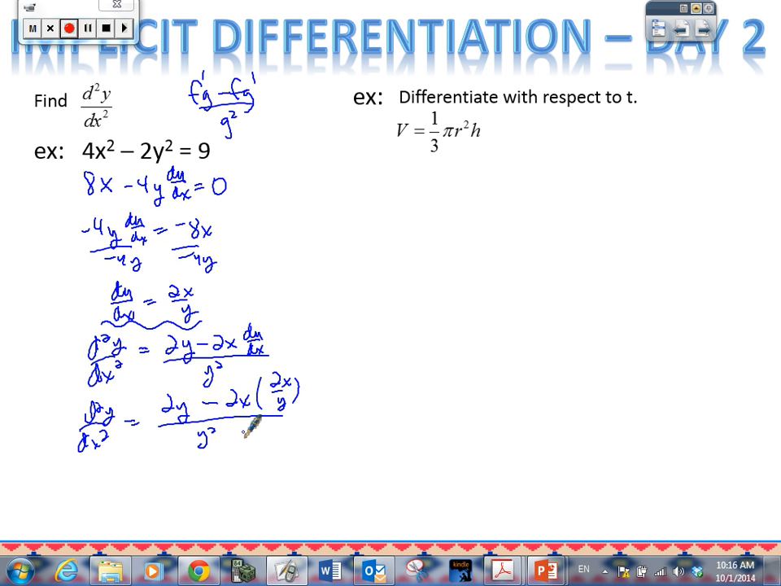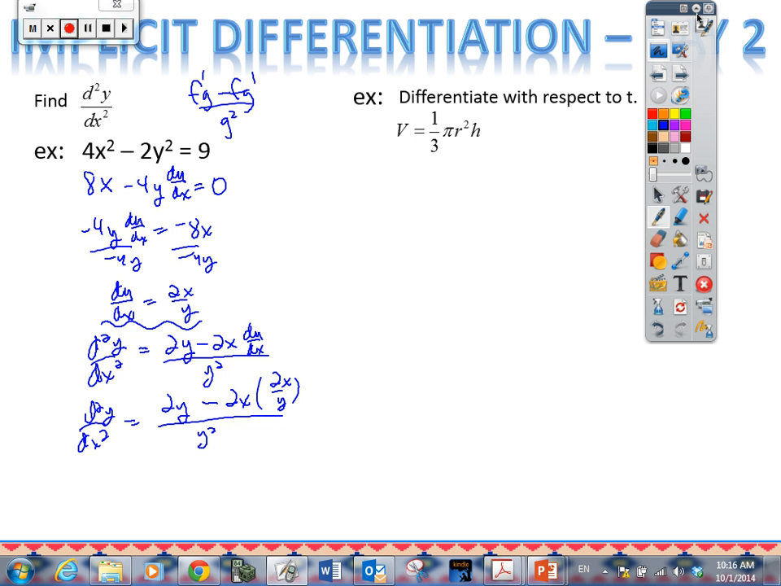We're going to find a common denominator in the numerator and get that together, and then flip, we're going to fix the complex fraction. Just to save me a little bit of time, I'm going to go ahead and multiply these two together so that I don't have to do an extra step. So 2x times 2x would be 4x squared over y.